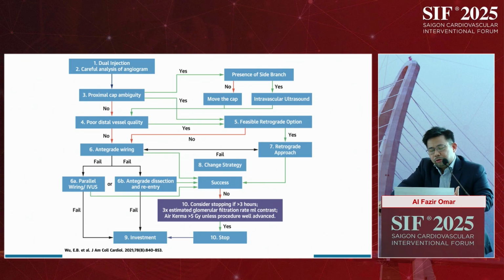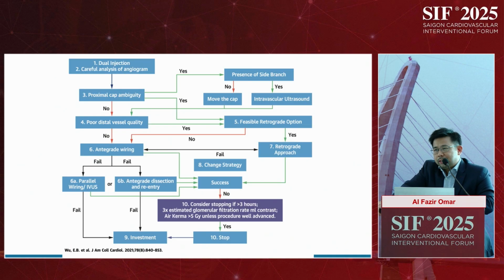So an operator who sees an angiogram, this is what will go through your mind. Nearly always, you need dual injection and careful analysis of your angiogram. And from here, you will move around this whole thing. You either go anterograde, you go retrograde, you go anterograde back. The main thing is that you must be familiar, and you must have enough devices and the skill to be able to move from one to the other fairly quickly.